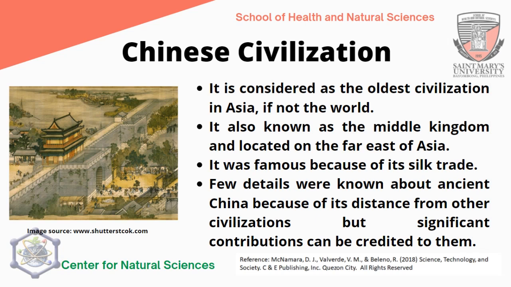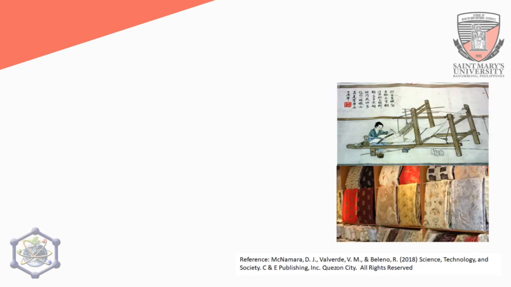It is considered the oldest civilization in Asia, if not the world. It is also known as the Middle Kingdom and is located in the far east of Asia. It was famous because of its silk trade. Few details were known about ancient China because of its distance from other civilizations, but significant contributions can be credited to them. Okay? What are these?